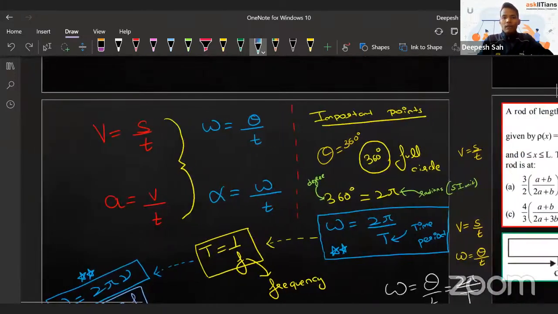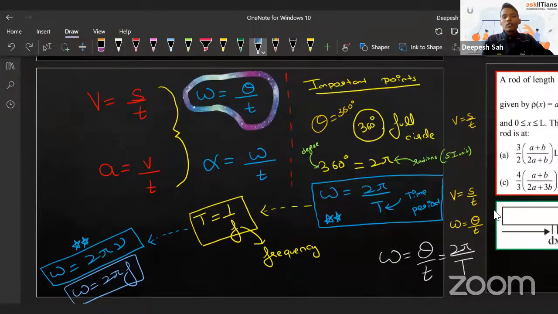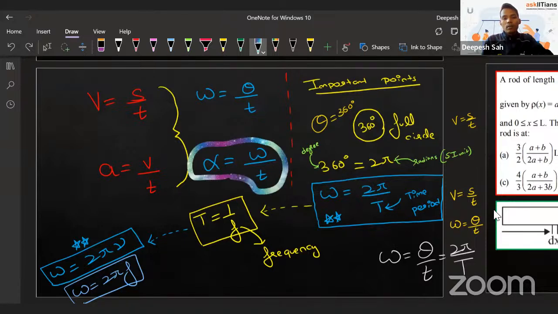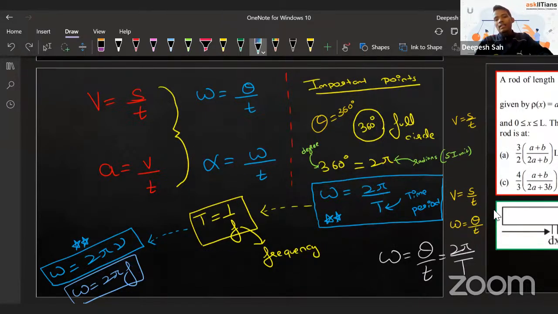So everything which I have written over here, a lot of people will try to remember it. I will recommend you not to remember it. You can understand this: velocity is displacement by time, then angular velocity is angular displacement by time. Acceleration is velocity by time, so angular acceleration is angular velocity by time. And so on, you can work out all of them. Understanding it is very important.